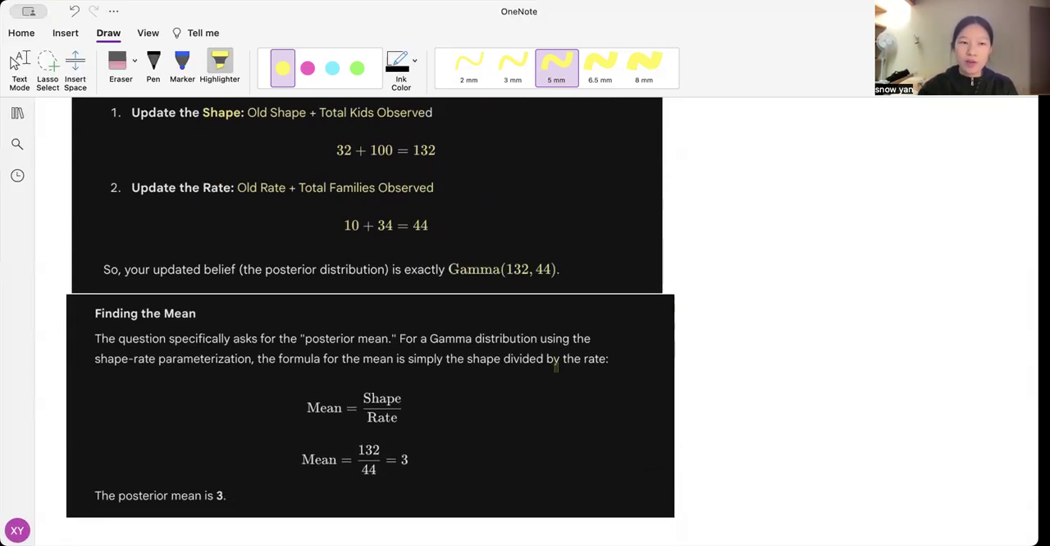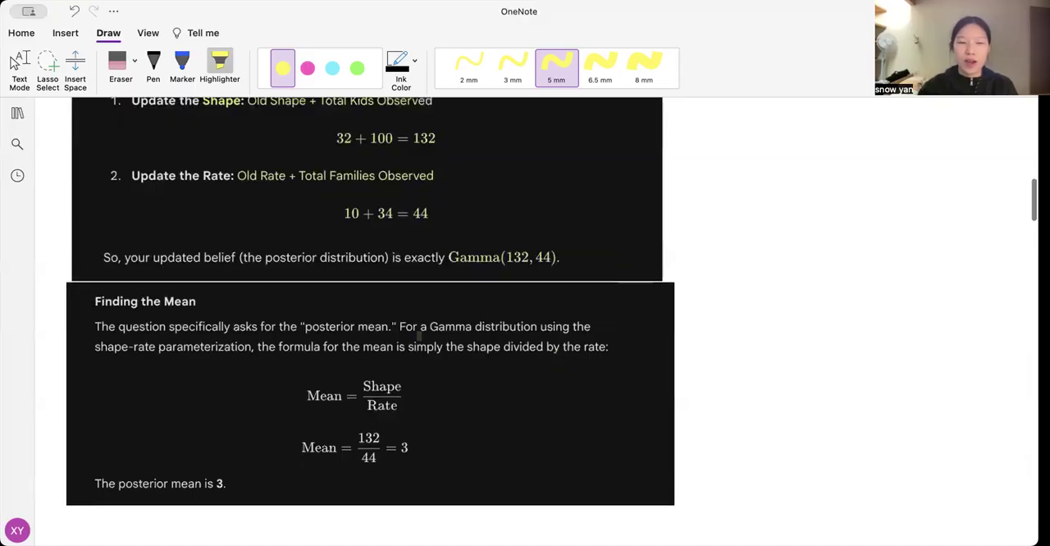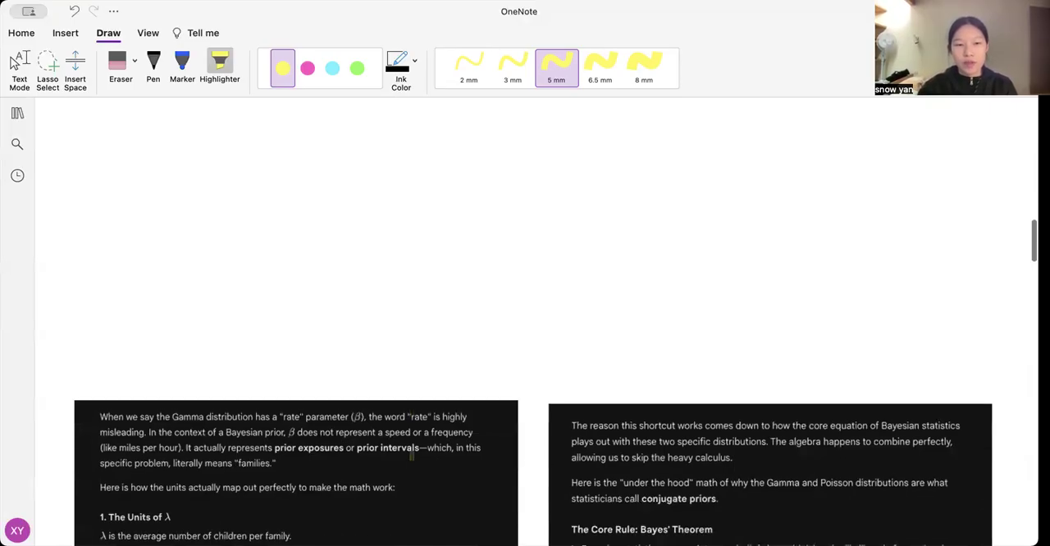Then we're asked for the posterior mean. The posterior mean of a gamma distribution in the shape-rate parameterization is just the shape divided by the rate. The shape here is 132, and the rate is 44. So our mean is 3, and that's why our posterior mean is 3.